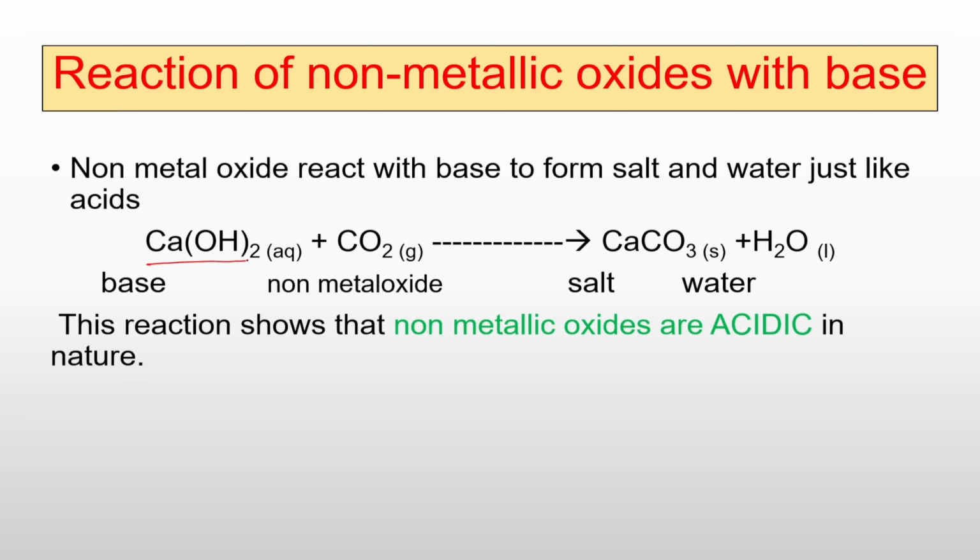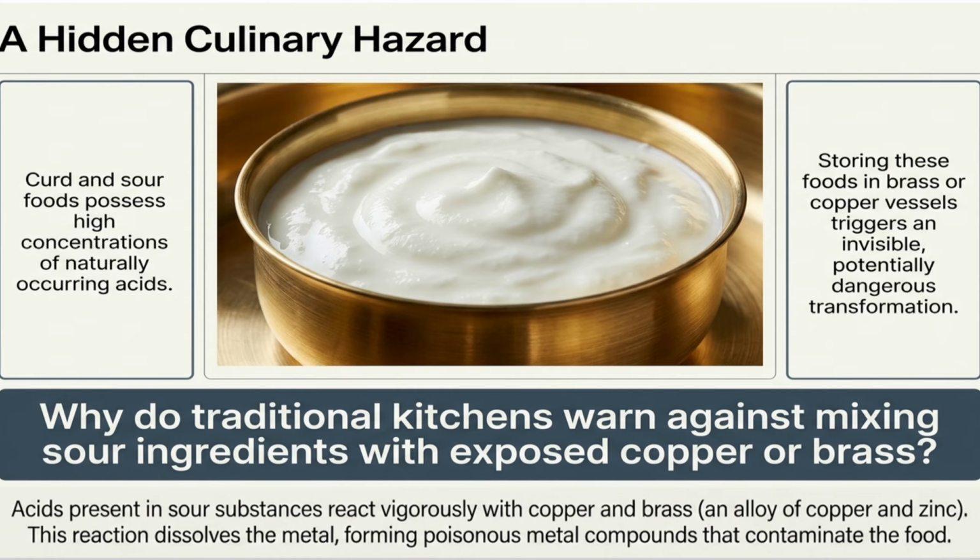So we have an oxide of calcium. Again, it is a metal oxide, so it will be basic. This is an oxide of a non-metal, so it is an acid. So acid and base are reacting again, so they form a salt, CaCO3, and water. That's it. So non-metal oxides are acidic in nature. This is very important. And metallic oxides are basic in nature. Okay, so this we all know.